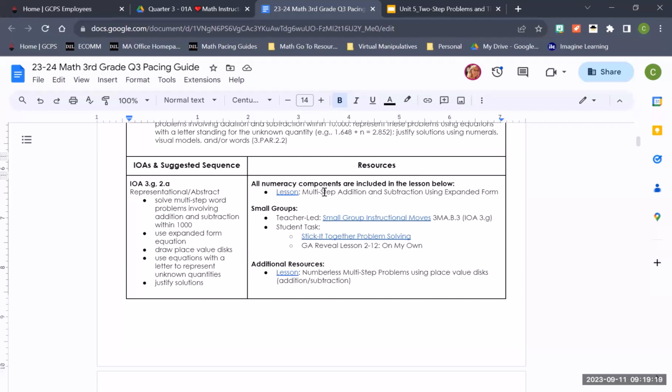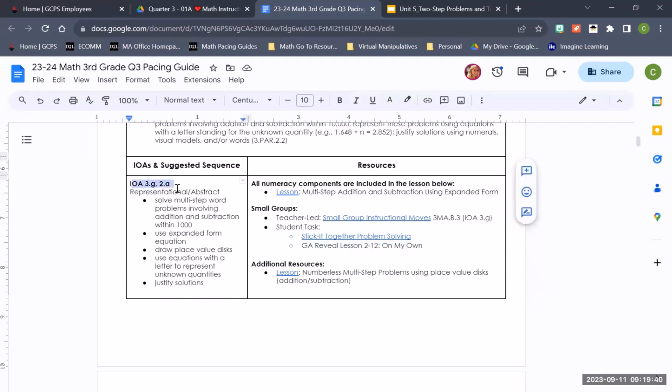For example, in this box here, we have a traditional teacher-led lesson where all numeracy components are listed, but we also have one of our tasks from our new resource listed as a possible student task.